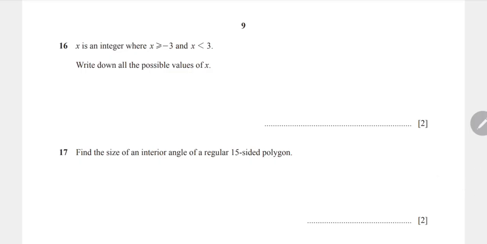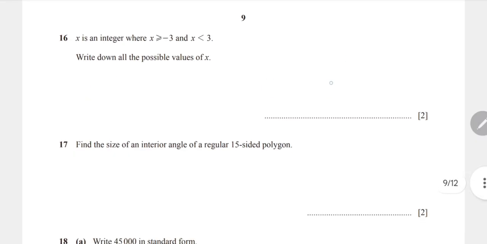Question number 16. x is an integer where x is greater than or equal to 3 and x is less than 3. Okay. Write all the possible values of x. So for all the possible values of x, if it's an integer, just use a number line.